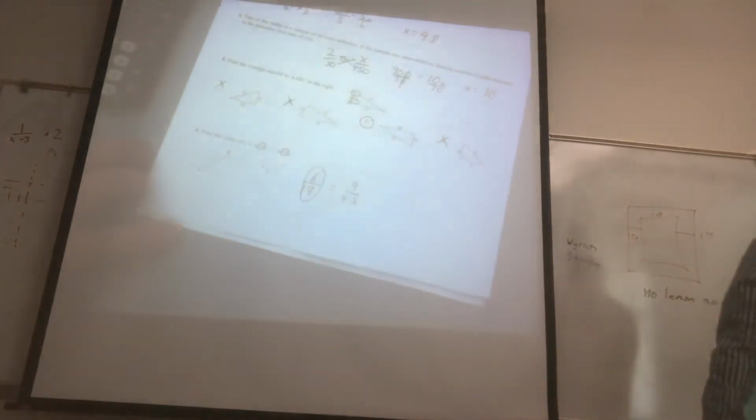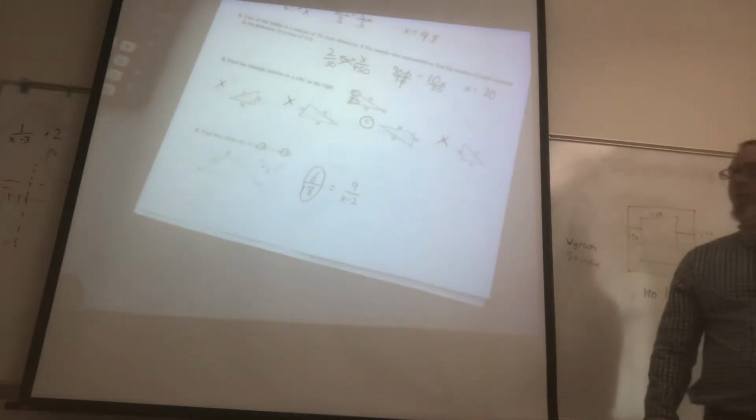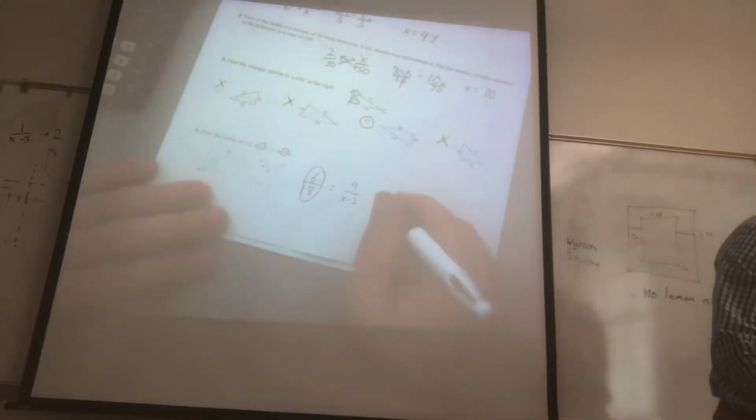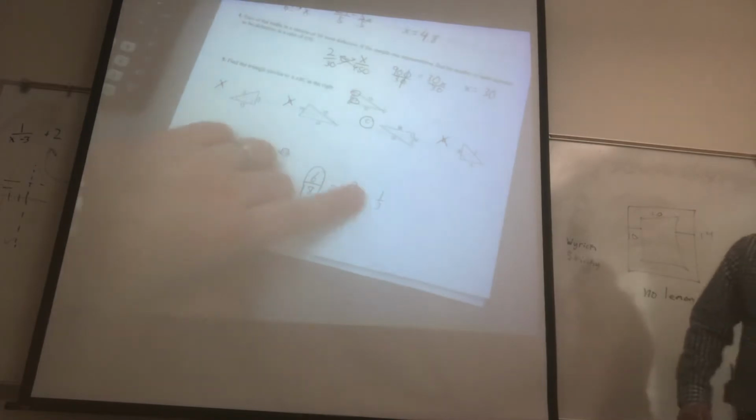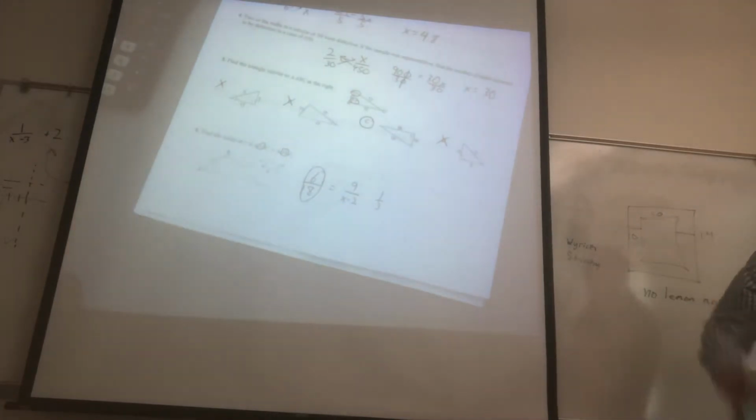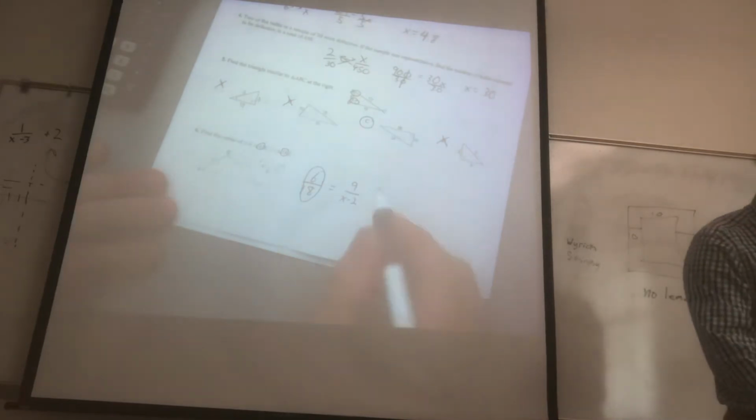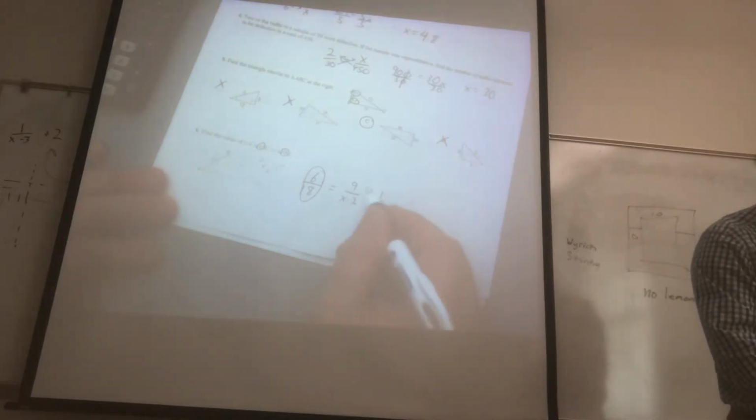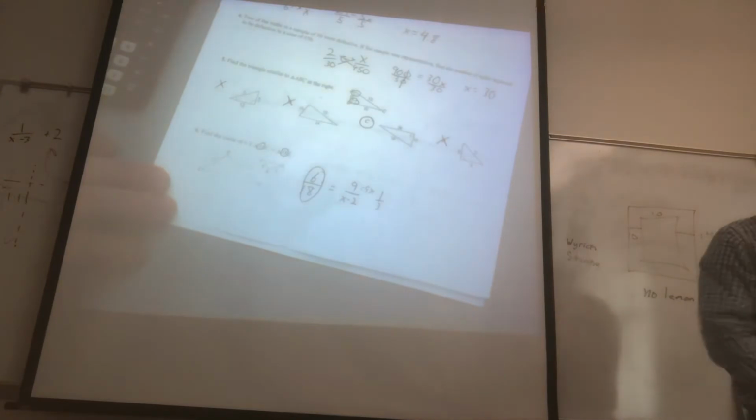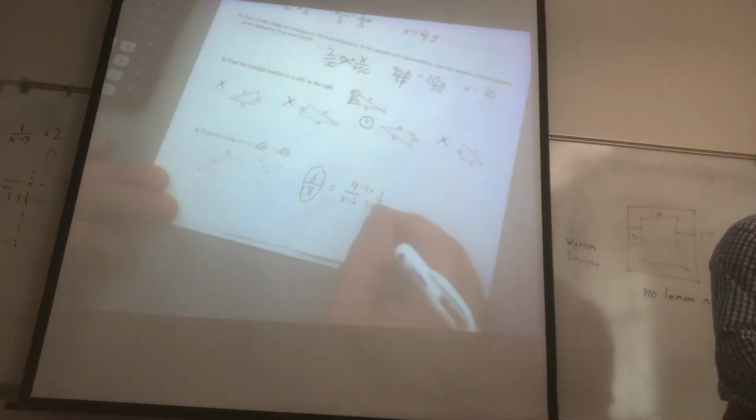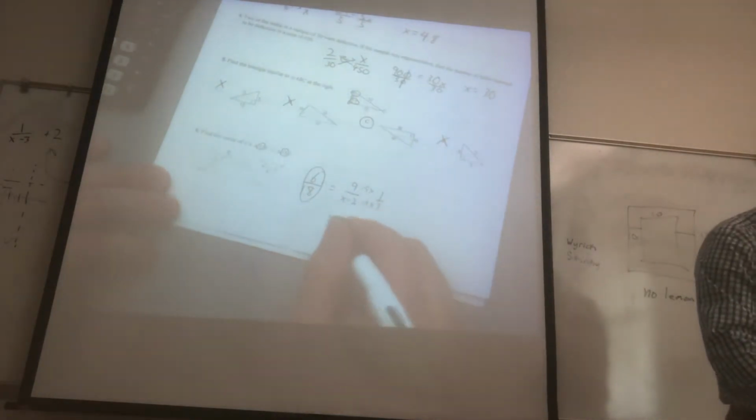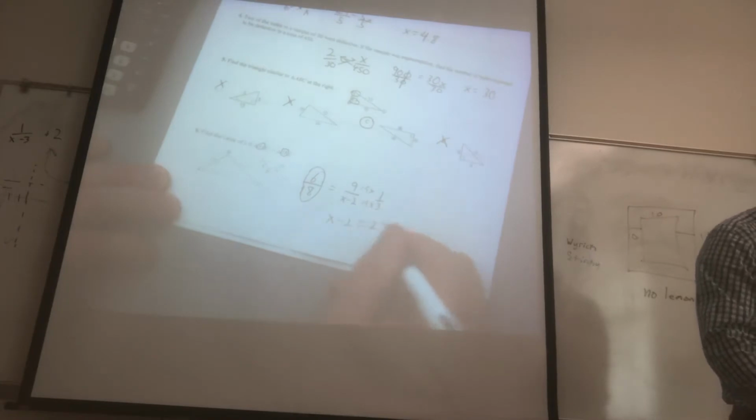I can reduce this. 6 and 18 are both divisible by 6. That's 1 out of 3. At this point, I'm going to talk about one of the other shortcuts that we can do. 1 times 9 would equal 9. So I would take the 3 times 9 to get what this equals. This is x minus 2 equals 27.